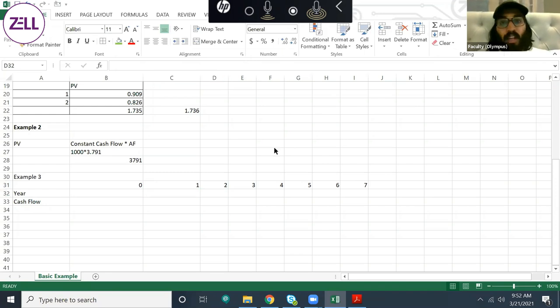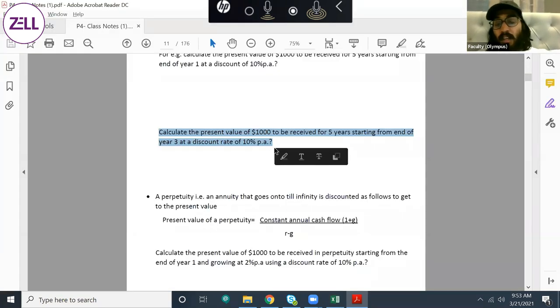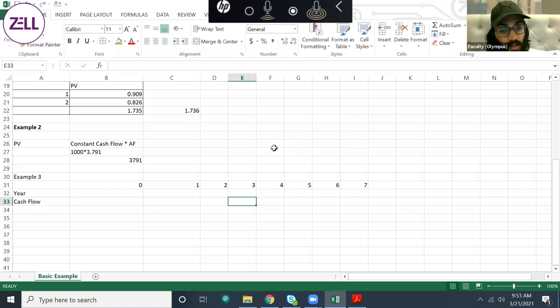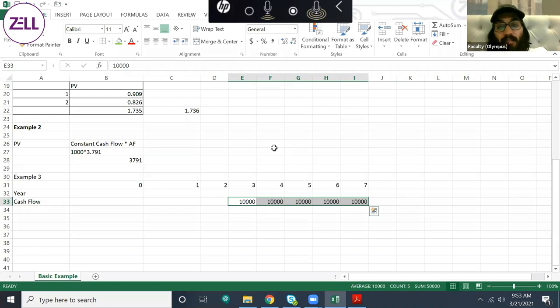Okay. Question says, 1,000 rupees I'm going to receive for 5 years. That means 5 times I'm going to receive 1,000 rupees. But that 1,000 rupees is not going to come from immediately the first year. It's going to come from the end of year 3. From the third year, I'm going to get this money for 5 years. Everyone with me till here?